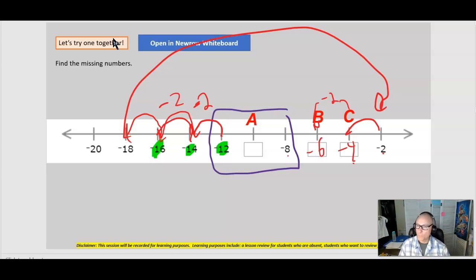Okay, where were we? 2, 4, 6, 8, 10. But it's a negative. All right.